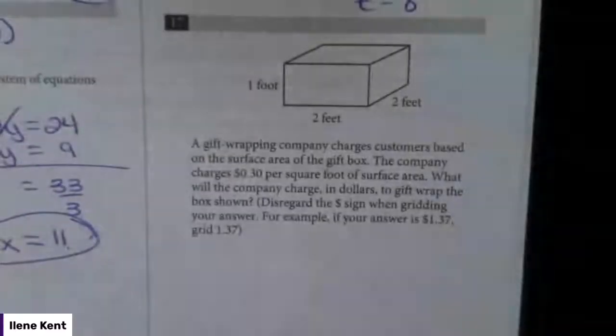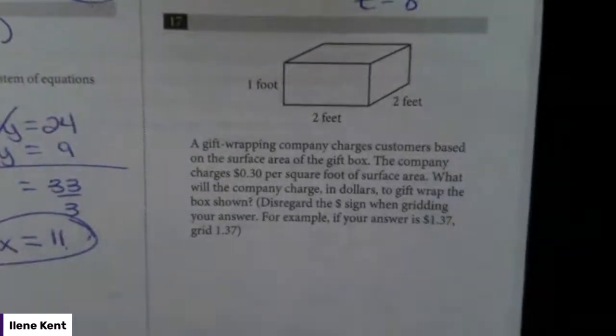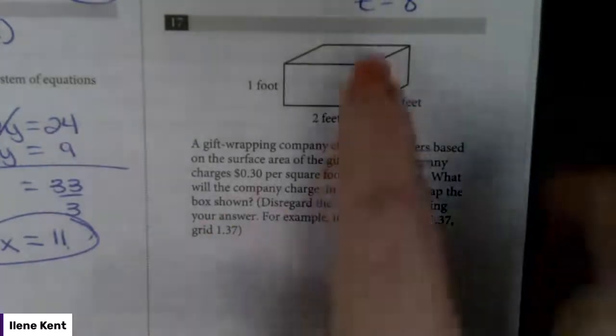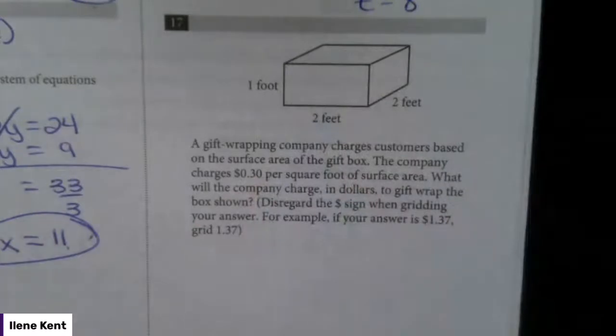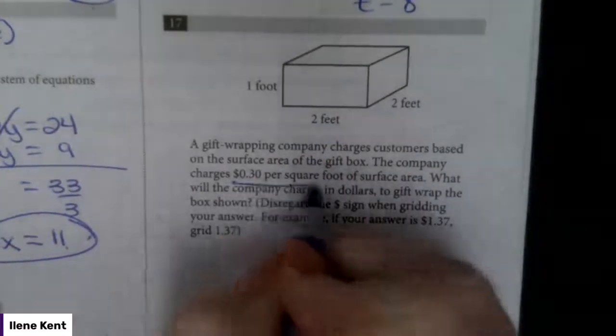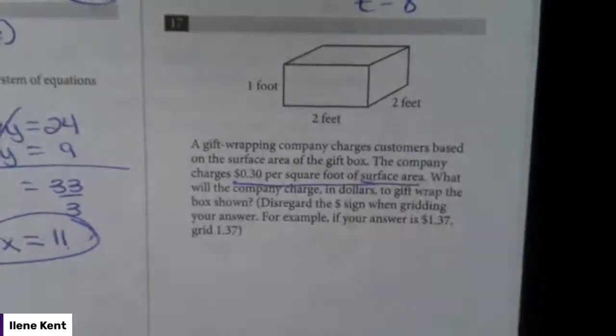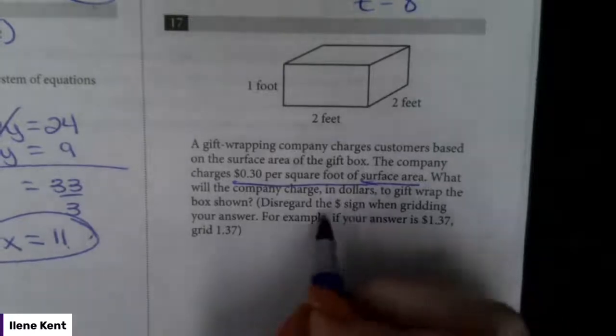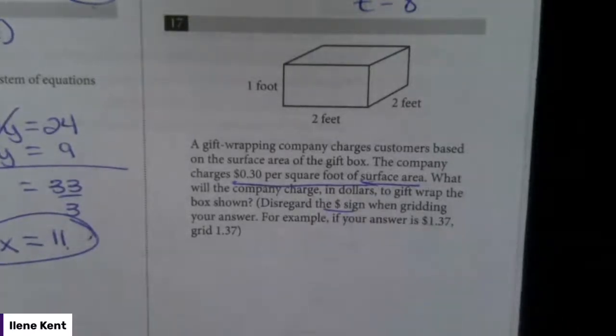All right. Last but not least, a gift wrapping company charges customers based on the surface area of a gift box. Here's our gift box. The company will charge 30 cents per square foot of surface area. So what is the company charging in dollars to gift wrap this box shown? And then they tell us to disregard the dollar sign when we're gridding.